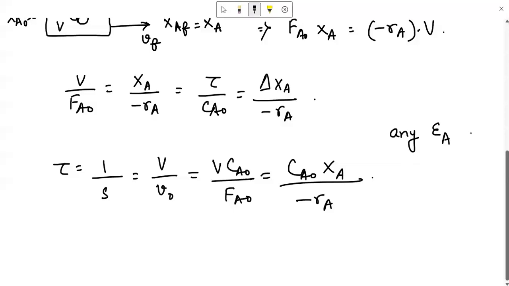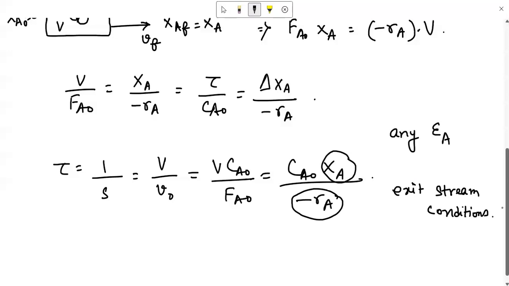Okay, and the measures for Xa and minus Ra are done at exit stream conditions. Okay, exit stream conditions means the outlet stream. Since the composition is uniform throughout, the exit stream condition is considered the same as within the reactor.